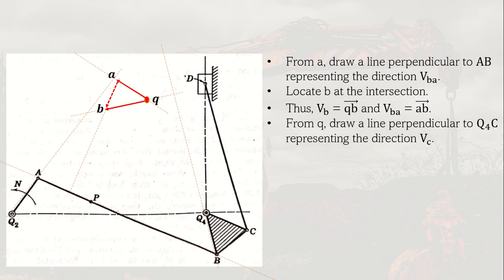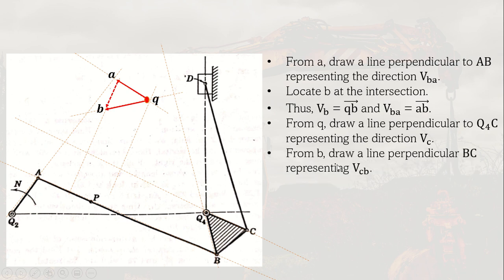And then from Q, you draw a line perpendicular to Q4C. This is to get now the velocity of C. It represents the direction of C. Since C is perpendicular to Q4C, we will use that line. So we have this line, Q4C, and then from Q, you draw perpendicular to this Q4C. So we have it here, it's perpendicular. This represents now the direction of C.